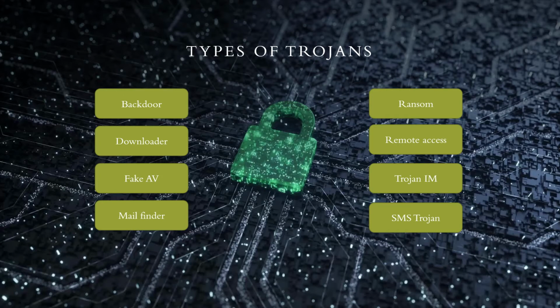Downloader Trojan targets a previously infected computer. It downloads and installs new versions of Trojans and adware. Fake AV Trojan behaves like antivirus software but demands money from users to detect and remove threats.